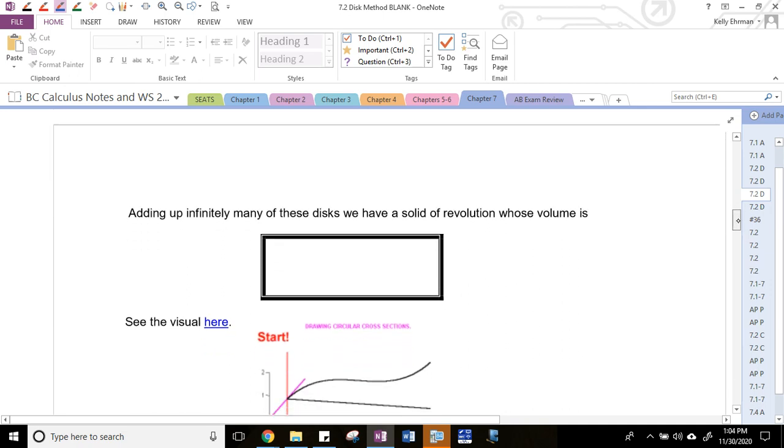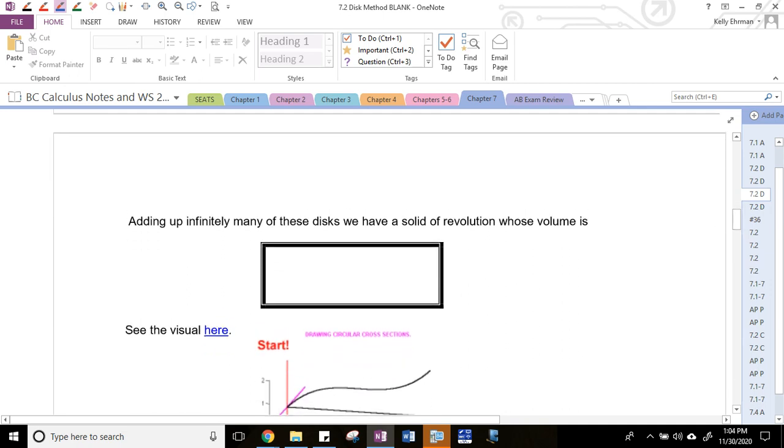If we add up infinitely many of these disks, then we have a solid of revolution whose volume would be an integral. It would be the integral from a to b of the face of the disk, pi r squared, and instead of delta x here, let's put dx. The width of the disk you can think of as dx, and we're just saying add up a bunch of those disks, and you'll get a total volume. R is in terms of x, since you have a dx right here.